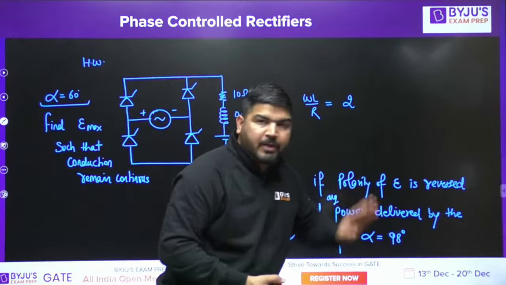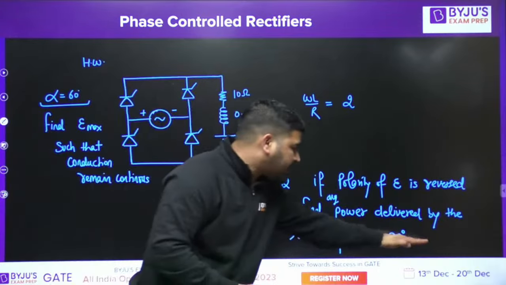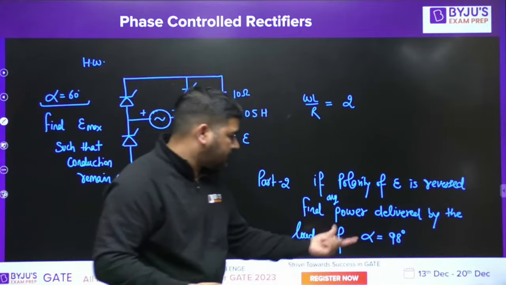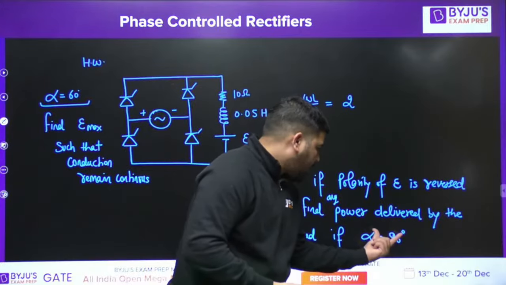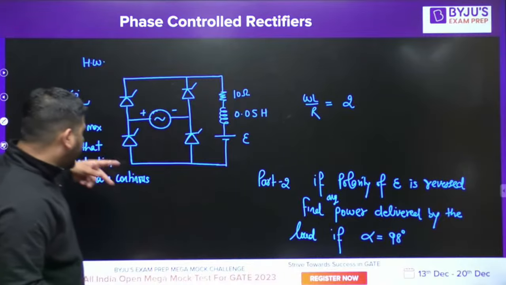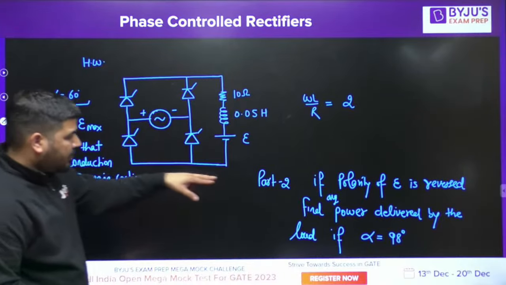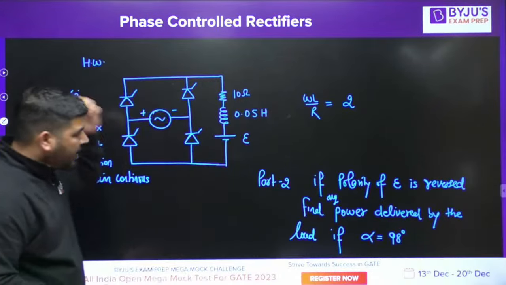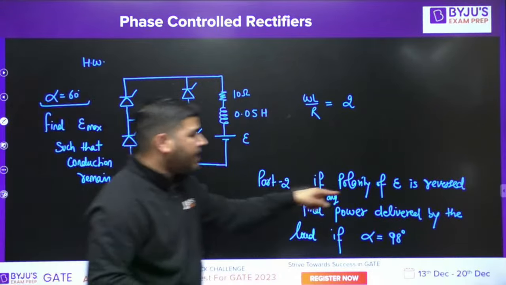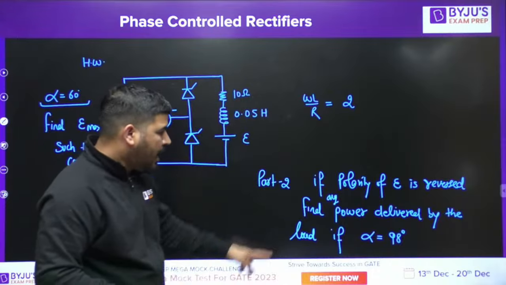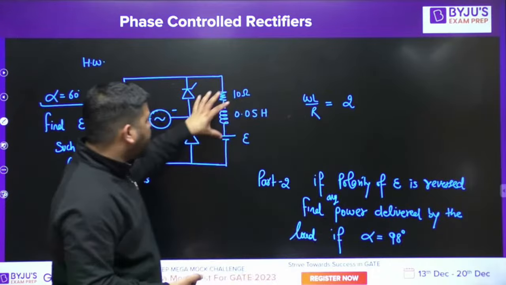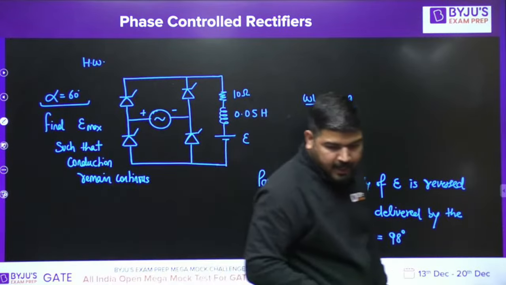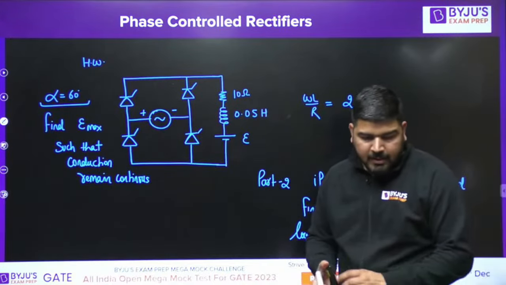If the polarity of E is reversed, and if alpha is 98 degrees, because alpha is greater than 90 now, we have to first calculate the value of E. This E is used, okay. For this value of E, if I reverse the polarity of this E, find the average power delivered by the load. How much power is delivered back? We need to calculate, and alpha is given as 98 degrees, okay.